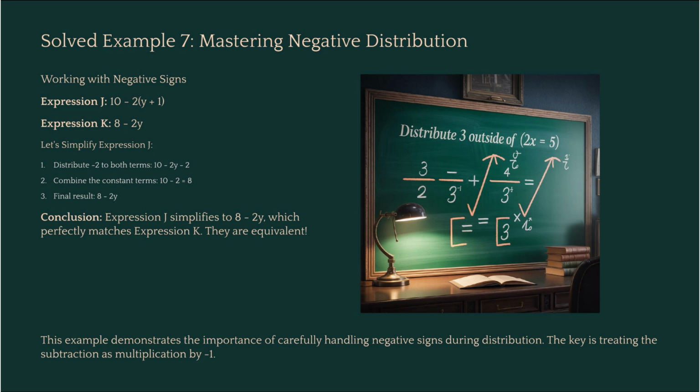Let's use negative distribution to check expression j, 10 minus 2 times the quantity y plus 1, and expression k, 8 minus 2y. To simplify j, we distribute the negative 2. Negative 2 times y is negative 2y. Negative 2 times 1 is negative 2. So j simplifies to 10 minus 2y minus 2. Combining the like terms 10 and negative 2 gives us 8. The final simplified form is 8 minus 2y. This is identical to k, so they are equivalent.